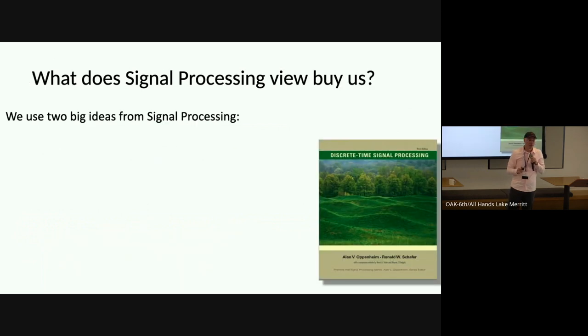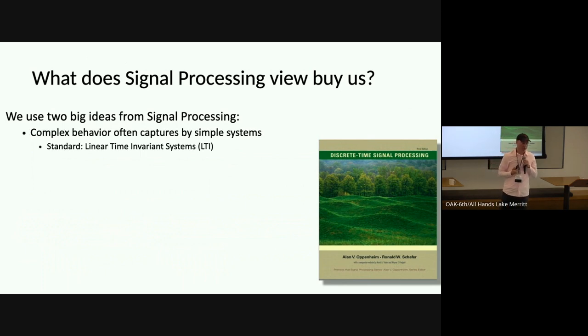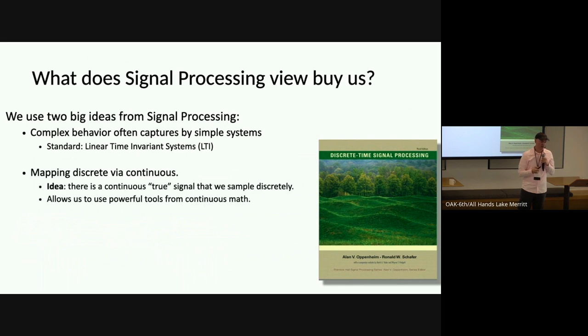The reason is signal processing people are super smart. This is the Stanford book that I learned from. And there are two big ideas from signal processing that we're going to borrow. One is not just theirs, but it's a good idea, which is that complex behavior for these signal processing problems can be captured by relatively simple models. And we'll start with the simplest variant of them, called LTI systems, linear time invariant systems. I'll show what they are in the next slide.